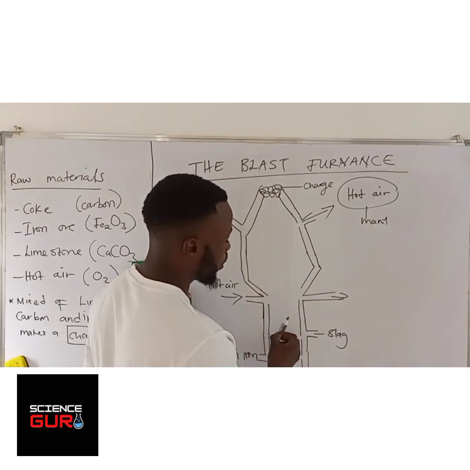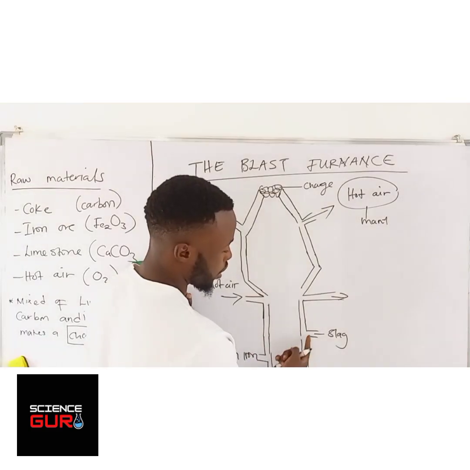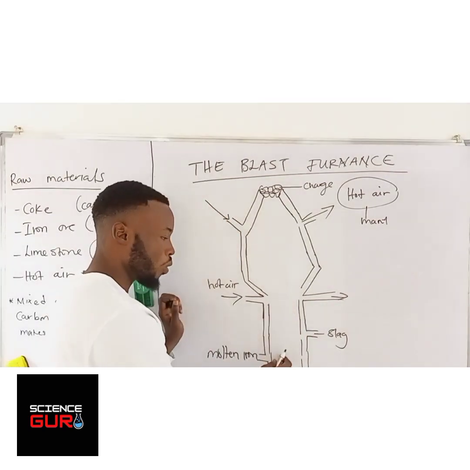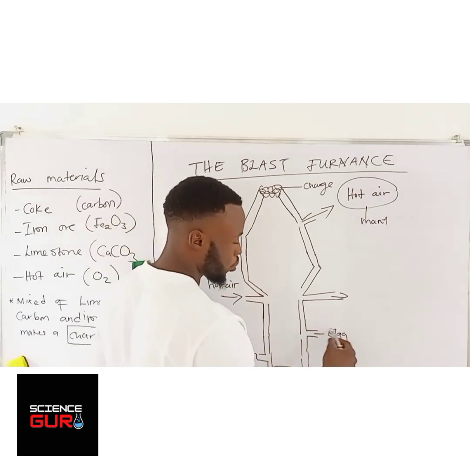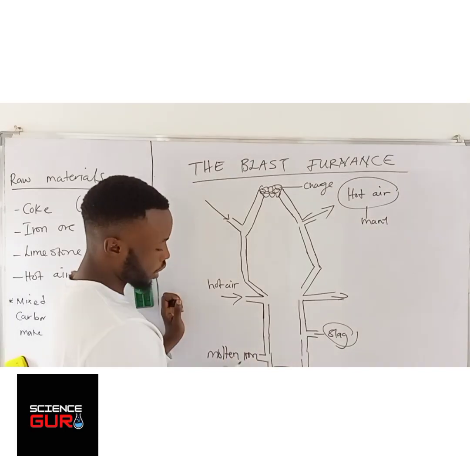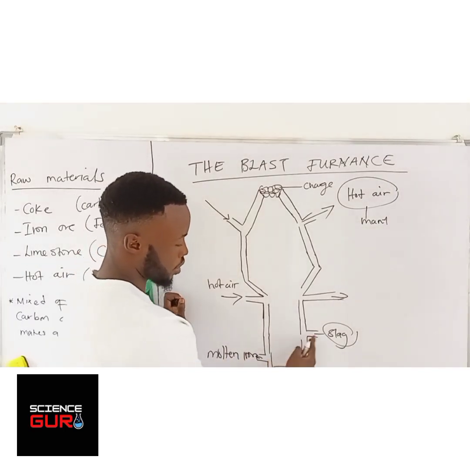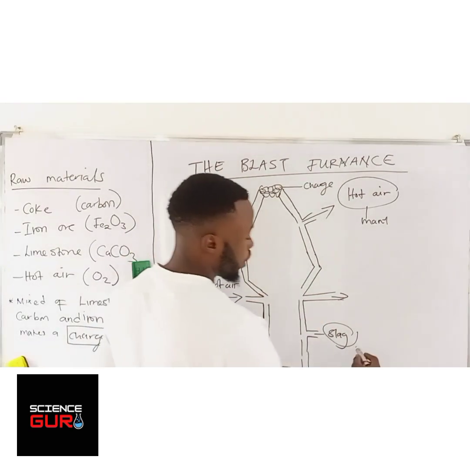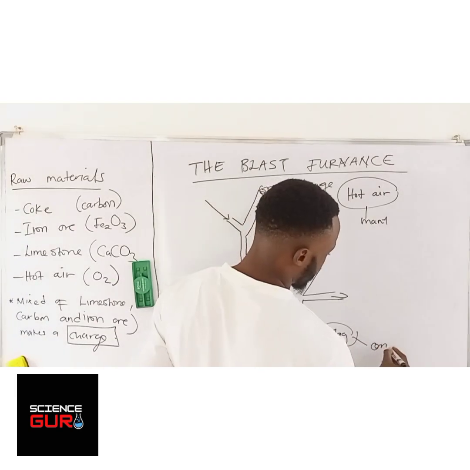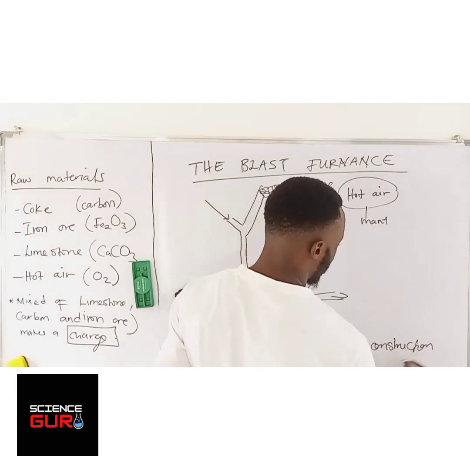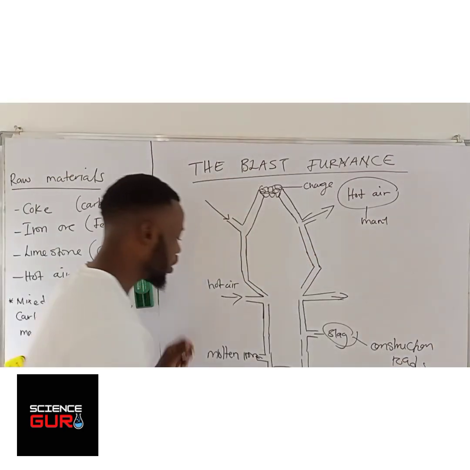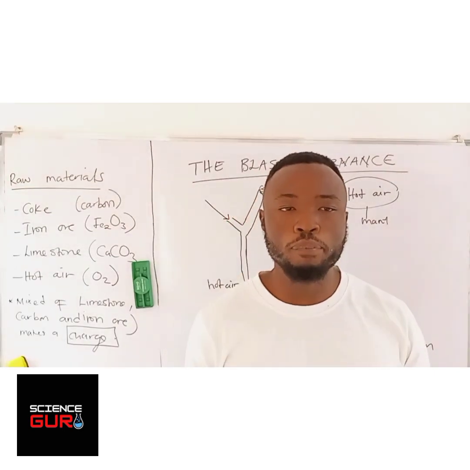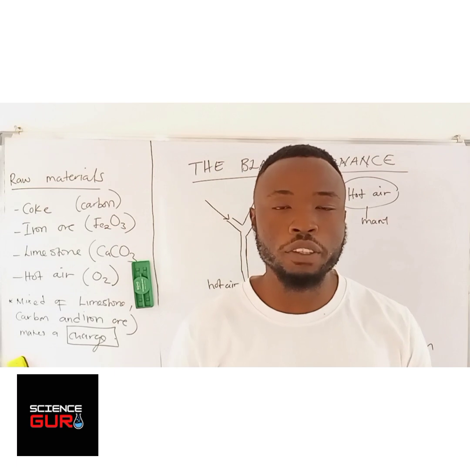Now, molten iron is more dense, so it will go down. Slag is less dense, so it will come out of this side, and molten iron will come out of this side. Check the difference. Now this slag is mostly used in the construction of roads. And you've got the uses of iron: iron can be used for so many purposes. One of them is to prevent rusting.